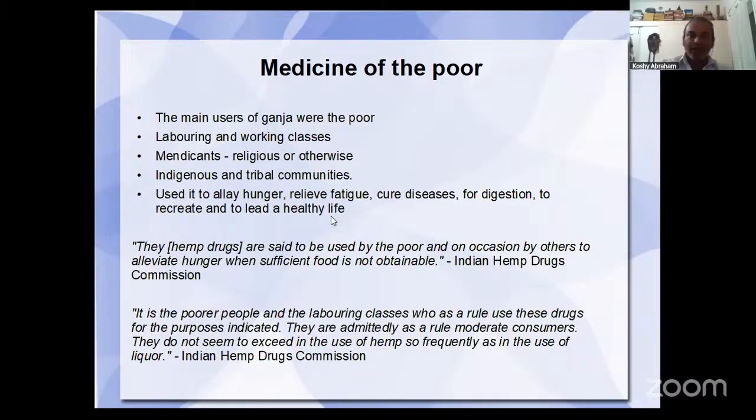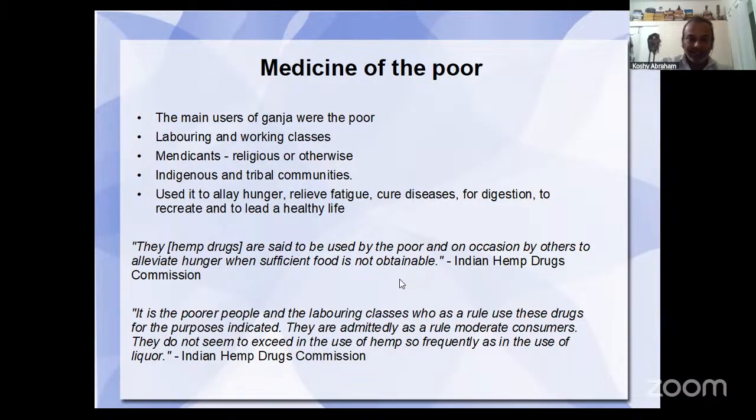Cannabis was the medicine of the poor. Essentially, the main users of cannabis as ganja were the poorest people in India. They included the laboring classes, the sadhus, and even the homeless people who were without money. They included the tribal and the poor indigenous communities, the people who lived remotely and followed the ancient ways of life. And it was again used by these classes mainly, as I spoke earlier, for various reasons, especially to control hunger and to relieve fatigue.